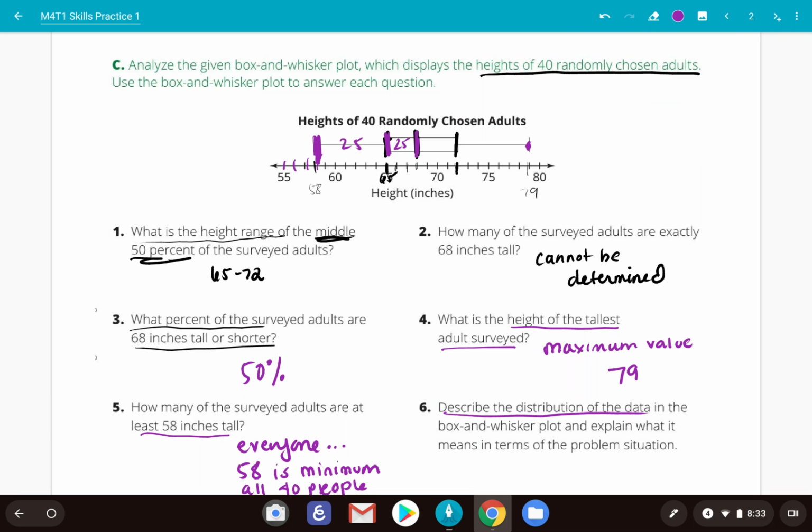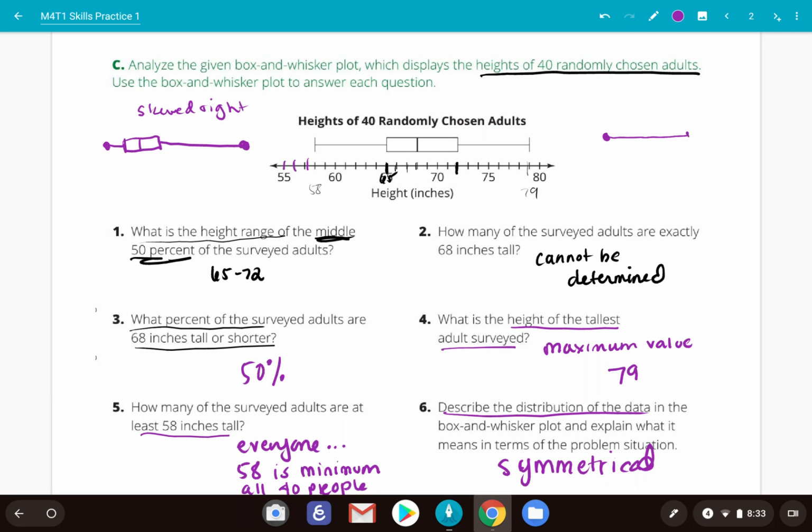Let me just erase some of my marks here. I would say this looks very symmetrical. If it was skewed, you would see your box and then your whisker would be really long. This would be like skewed right. And then if it was skewed left, you can see this one is pretty symmetrical. Everything's about nice and even.